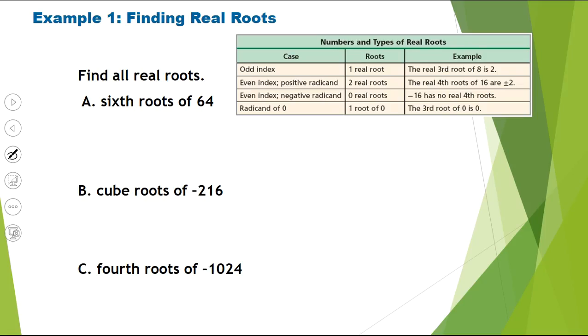Alright, so let's figure out what the roots are here. So the 6th root of 64, which would look something like this. You'd be taking the 6th root, so 6 is your index number, of 64. My question for you is, how many roots is this going to have? Well, if you look at your table, this is an even index number because 6 is an even number. And I have a positive radicand, the positive number inside of it. So it's this guy. And it would have 2 real roots.